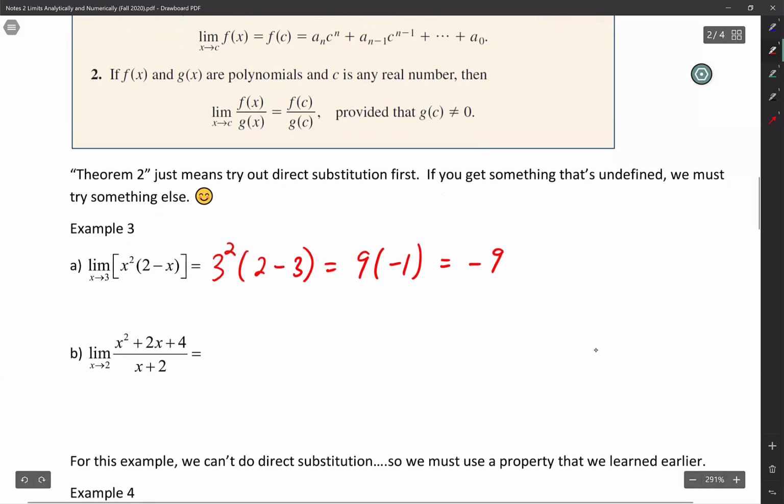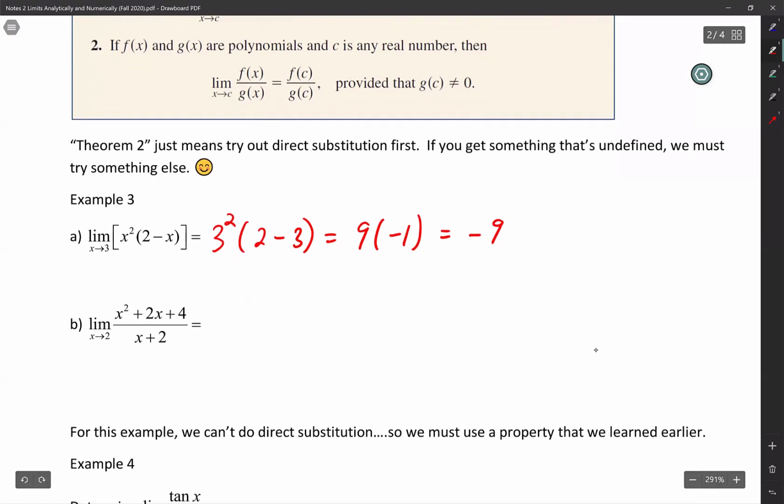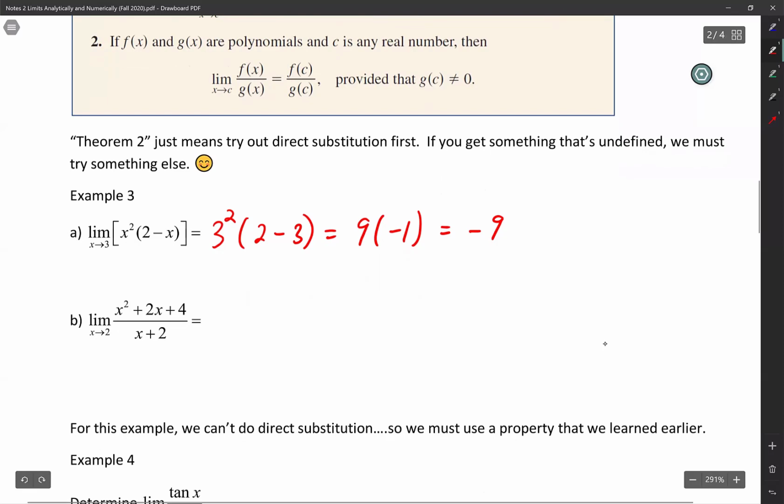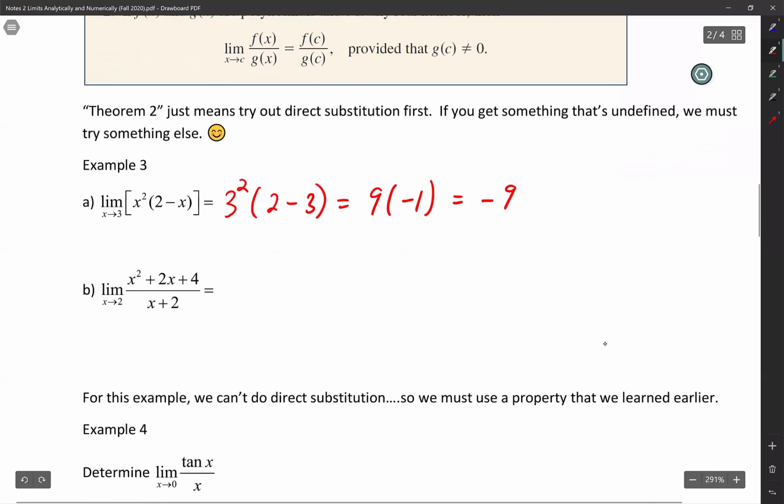Wait, so you can only directly substitute when it's not a fraction? No, you can do direct substitution in the fraction as well. You can only not do direct substitution if you get a 0 in the denominator. Because remember that if you have a 0 in the denominator, you're undefined. Does that make sense? Yes. Now, if you get 0 over 0, that's indeterminate form, and you're going to have to do something else, either with a graph, with a table, or algebra. Don't worry, we're going to do some of those. We're getting ahead of ourselves a little bit, I think.